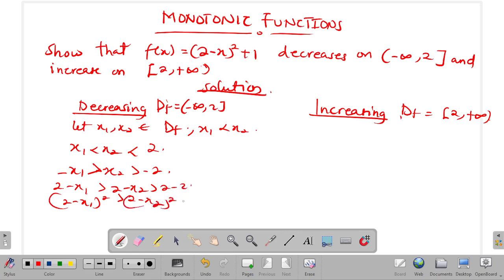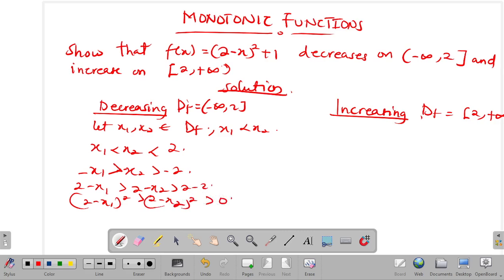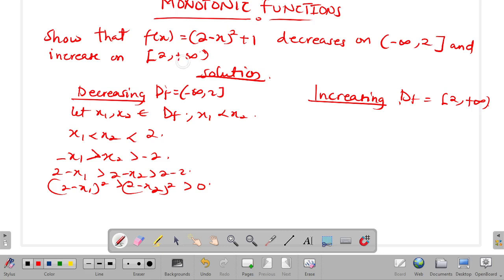So when I square 0, I have what? Greater than 0. Then the next thing to do is to add the 1 to it. So I'll have (2 minus x1) all squared plus 1 greater than (2 minus x2) all squared plus 1 greater than 0 plus 1.